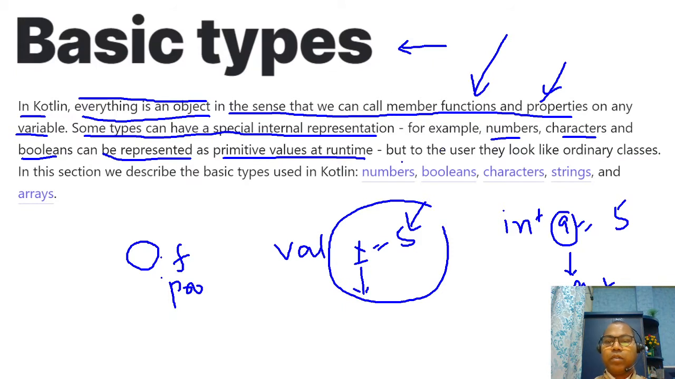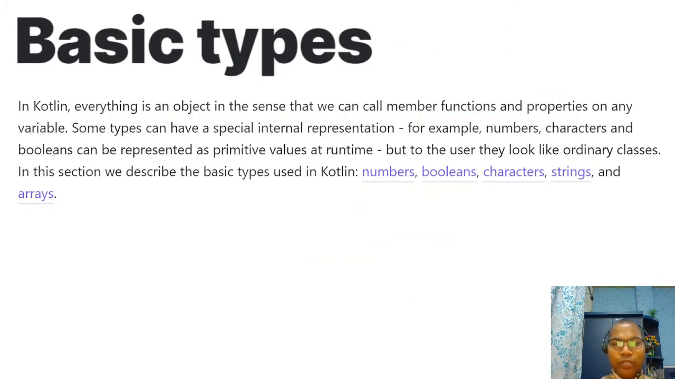But to the user, they look like ordinary classes. So from the developer's perspective, whatever variables we are using in Kotlin, each and everything should be an object. But at runtime, all the primitive values are represented as runtime primitive values. So while writing a program, you consider each and everything an object, and when our Kotlin application is running at runtime, these are represented as primitive values.